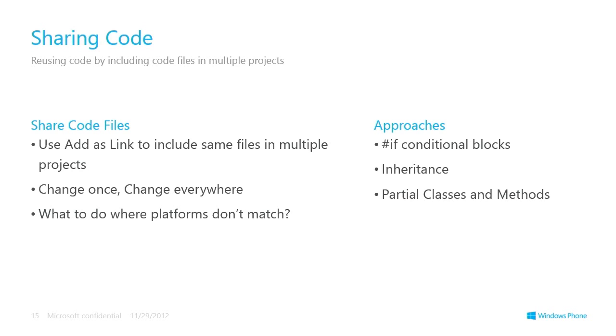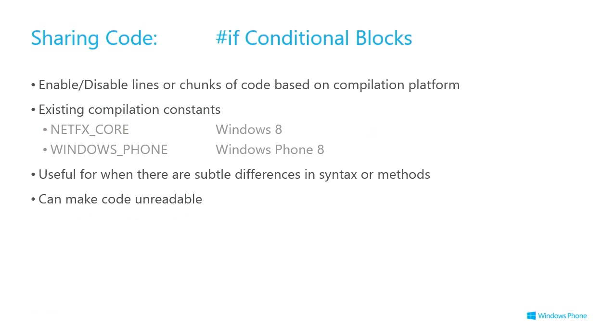But you also want a technique of having variances between the two platforms, which is something you can't have with hash if defs in a portable class library. So what to do where the platforms don't match? The approaches are using hash if blocks, inheritance, and partial classes. So first of all, hash if defs.